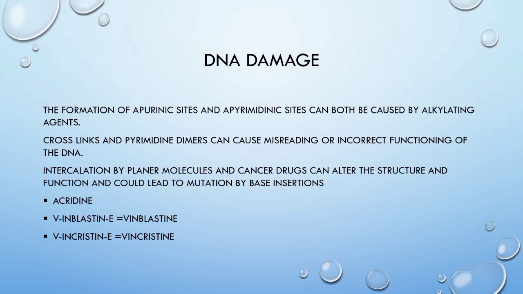Now the first molecule we have here, which is a planar molecule, is acridine, and then the next ones are vinblastine and vincristine. A simple way to remember the last two, which are actually cancer drugs: for vinblastine, just remove the V and the E at both ends, we get inblastin, and then just add the V and E to the back for vincristine. Actually, when you put things in syllables, you tend to remember it better. So yeah, that is that.